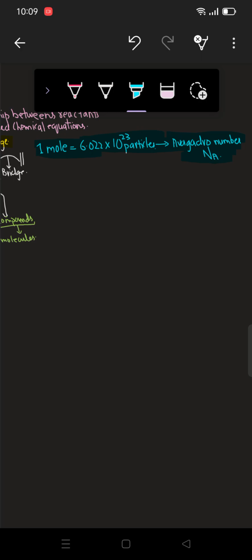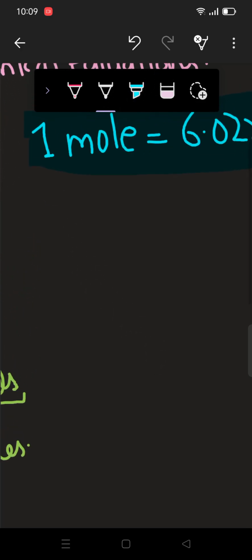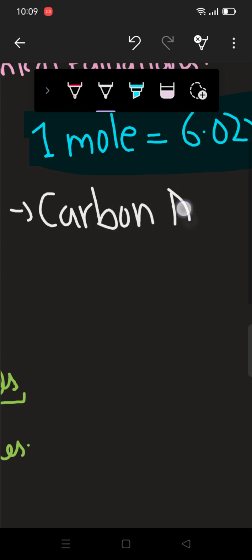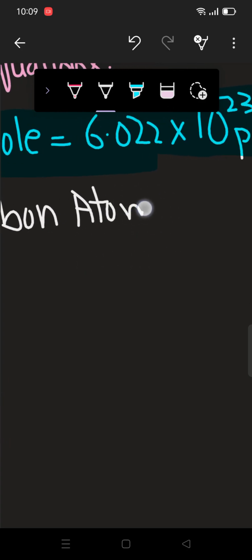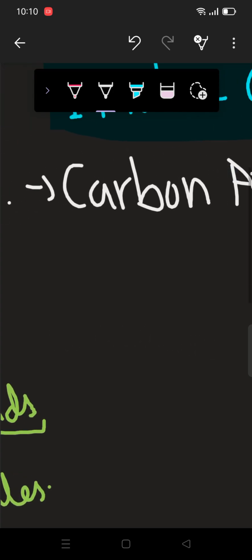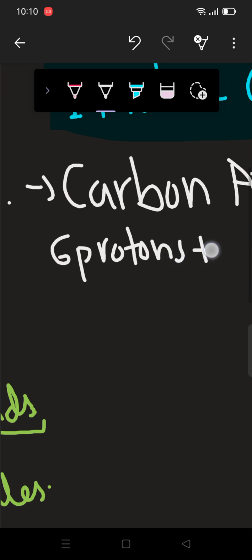So now we are going to understand in very detail what it actually is, right? Let's take an example of a carbon atom, right? We know that carbon has 6 protons, 6 neutrons, and 6 electrons. So let me write this: 6 protons plus 6 neutrons plus 6 electrons.